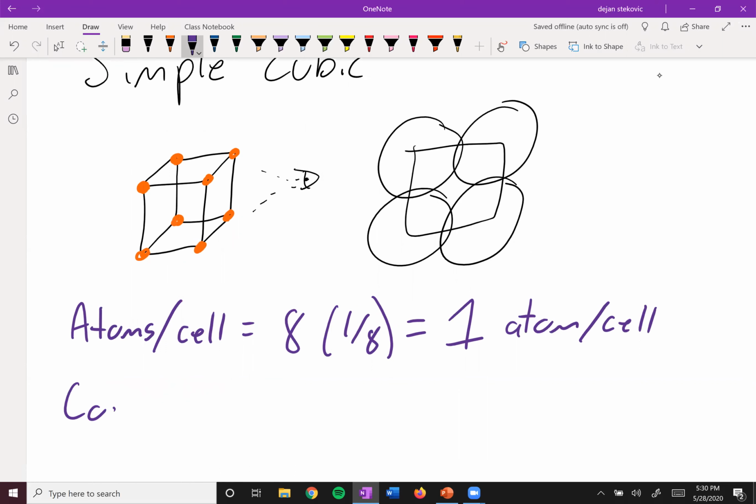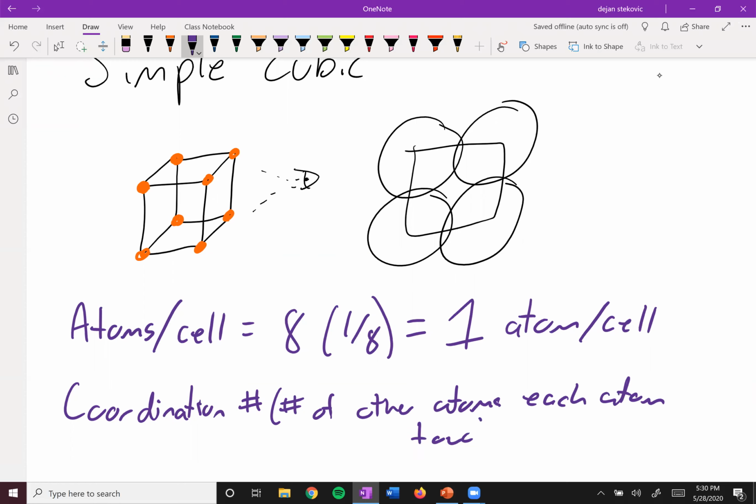Another thing you need to know is the coordination number. The coordination number is just the number of other atoms each atom touches. If you take a look at this cube up here, or you just pick one of these spots, you can see that it's going to touch 1, 2, 3 over here. And then if you think about the rest of the structure, there's actually going to be another 3 there, for a coordination number of 6.